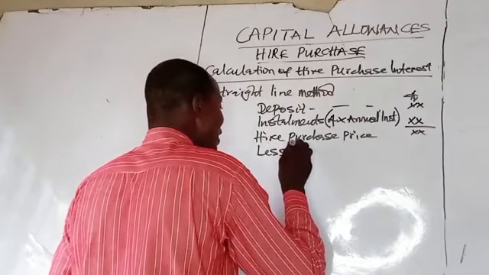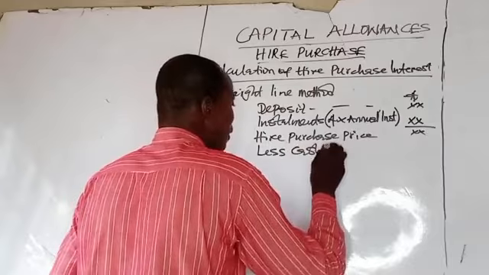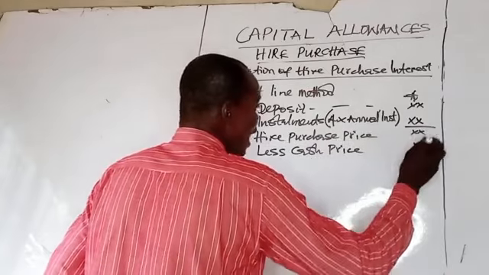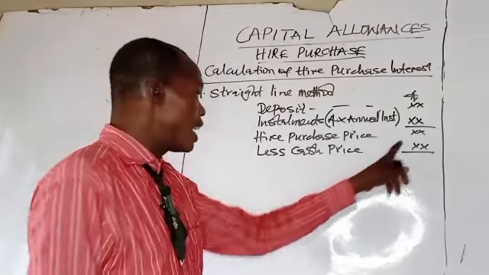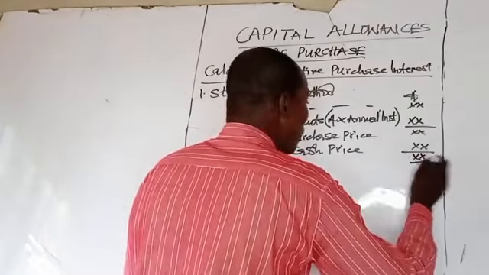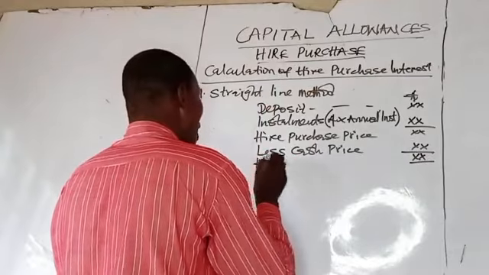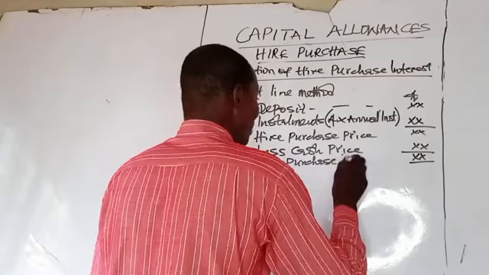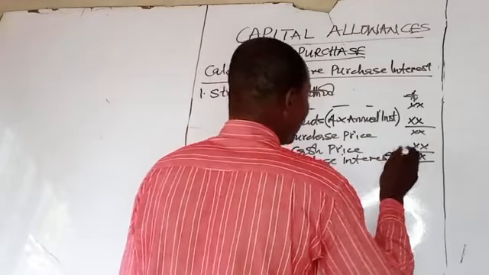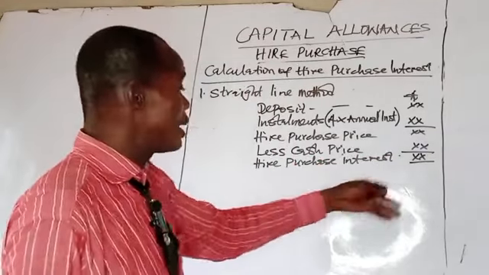Then, from the hire purchase price, you less the cash price of the asset. If you subtract the cash price from the hire purchase price, then you get the hire purchase interest. This is straight line method.